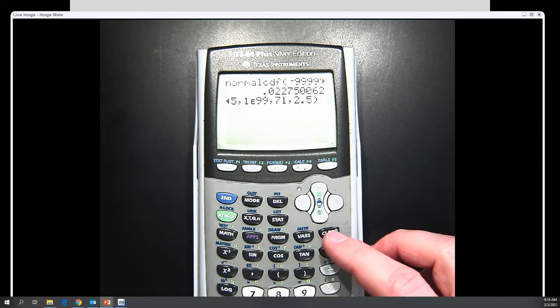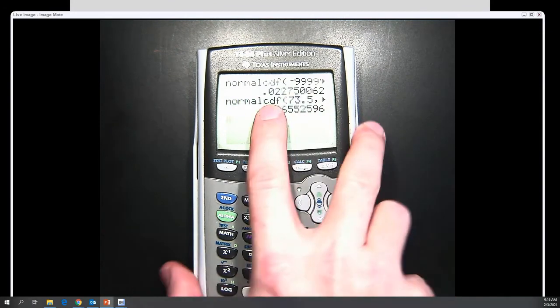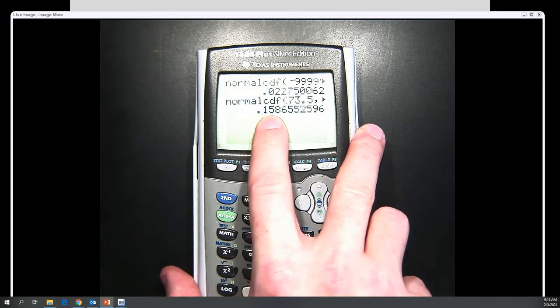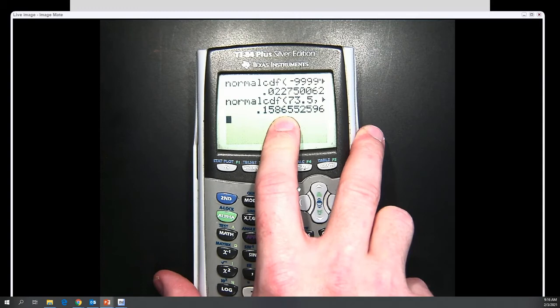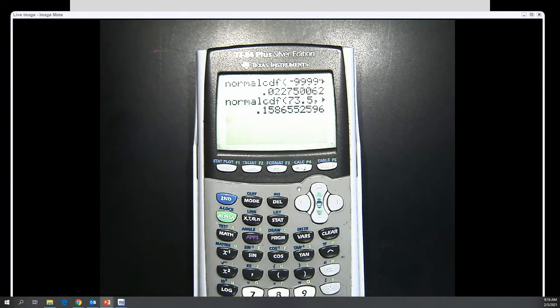Hit the old paste button. And then we get our probability, which is 0.158, which is about 16%. Make sure you round appropriately based on whatever MyMathLab is asking you to do.